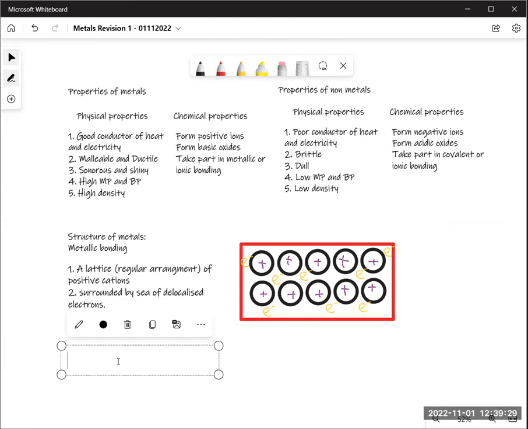Now, next thing is, how does this structure give rise to these properties? Malleable, ductile, shiny, why? So we look at that. Firstly, why are metals malleable or ductile?